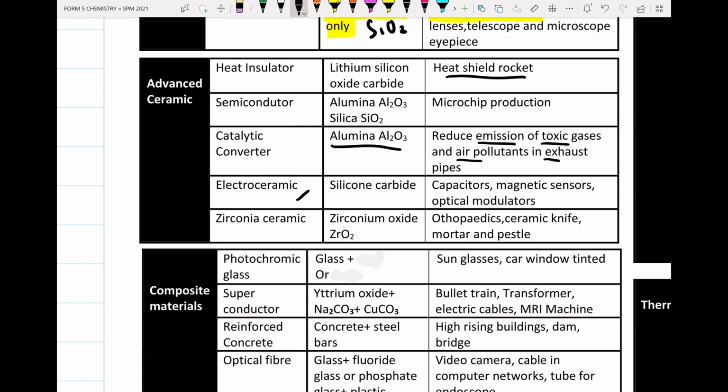Electroceramic contains silicon carbide. It is used to make capacitors, magnetic sensors, all that. Okay, zirconia ceramic is used to make knives, orthopedic implants, mortar and pestle.